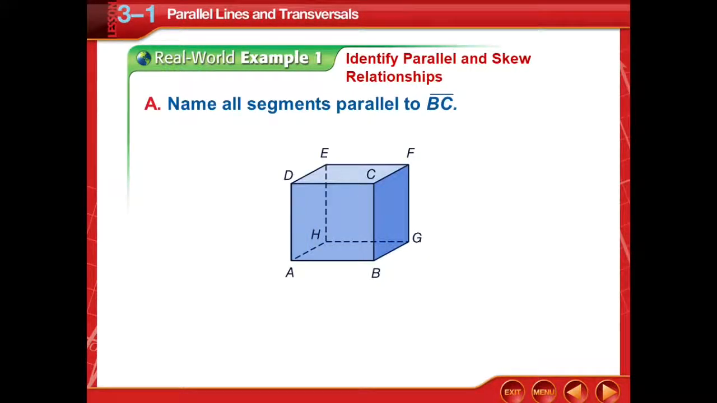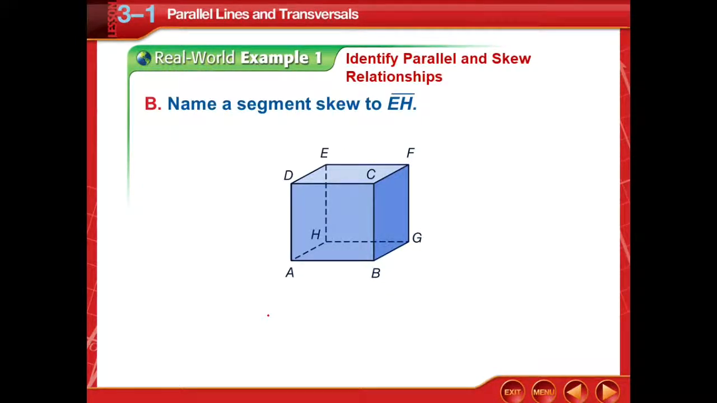So here is an example. Name all the segments that are parallel to BC. Well, the first thing you want to do is find BC. Segment BC is right here. So all of the segments that are parallel will be the segments that will never intersect and are on the same plane. So those segments will be DA, FG, and EH because they are all going in the same direction.